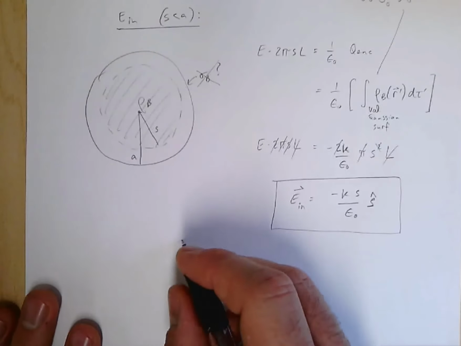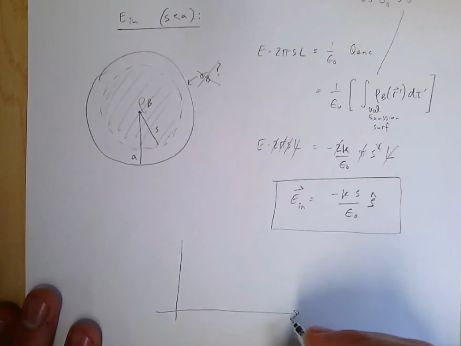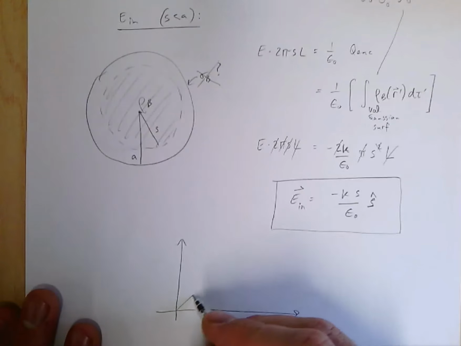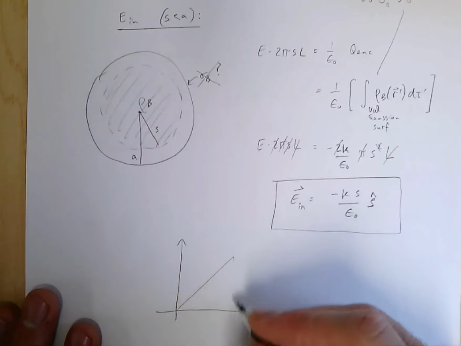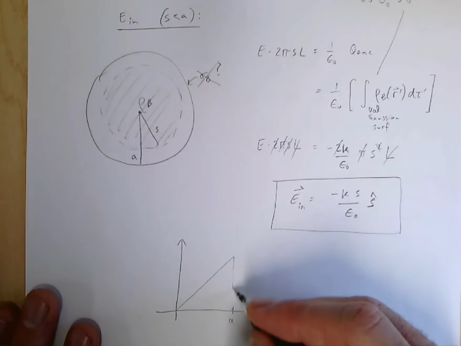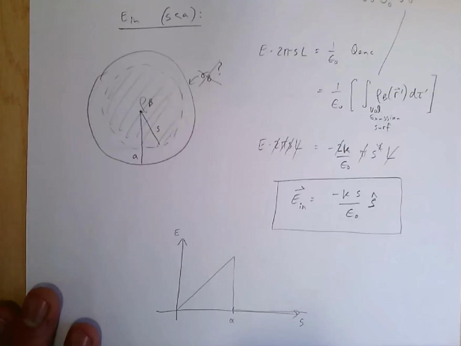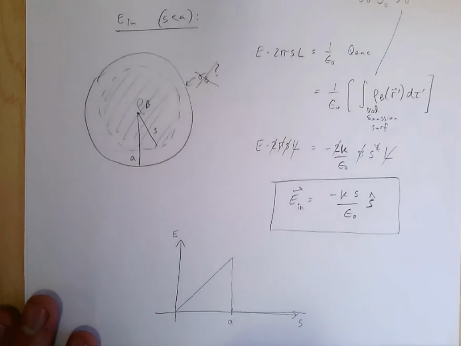So it looks like there's a situation here where you have a linearly increasing electric field, and then when you get to that point A here, it suddenly drops down to 0, and it continues on like that. So E and S. Okay, that's not that exciting, but that's what's going on. Okay, so that is our electric field.